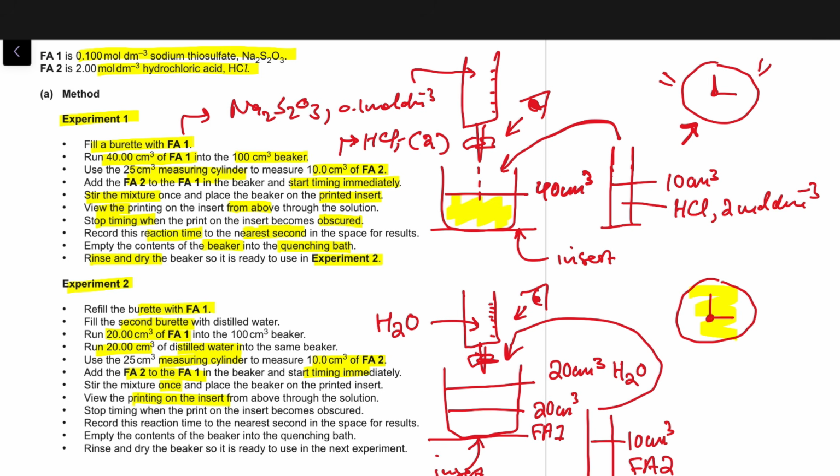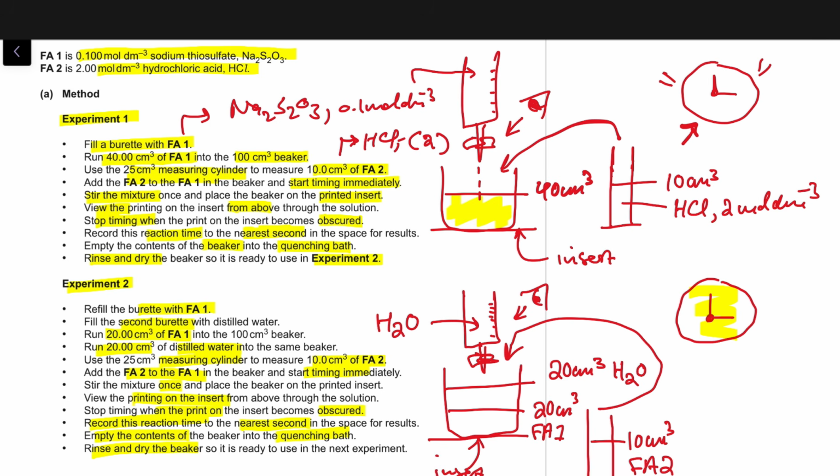And to stop the timing when the print on the insert becomes obscured or blocked, record this reaction time to the nearest second in the space for results. Empty the contents of the beaker into the quenching bath, rinse and dry the beaker so it is ready to use in the next experiment.